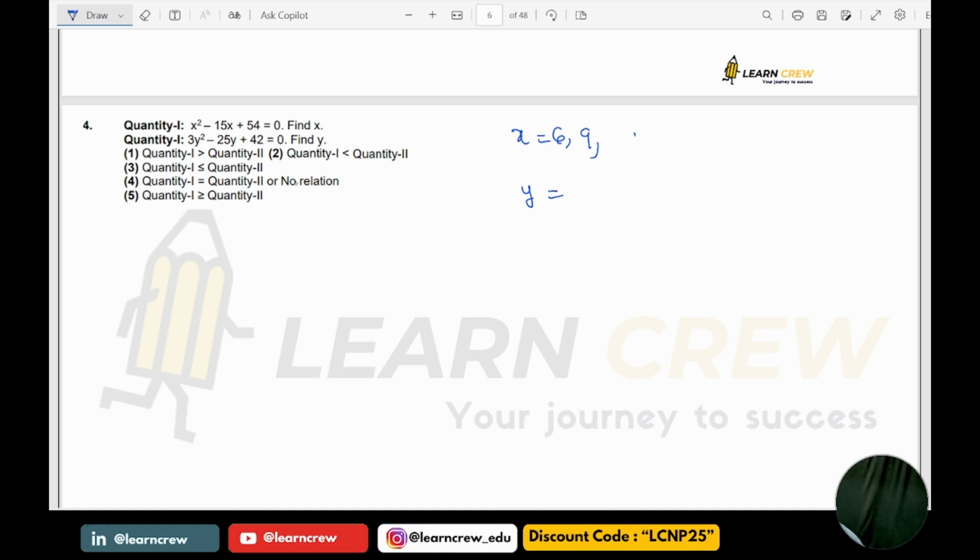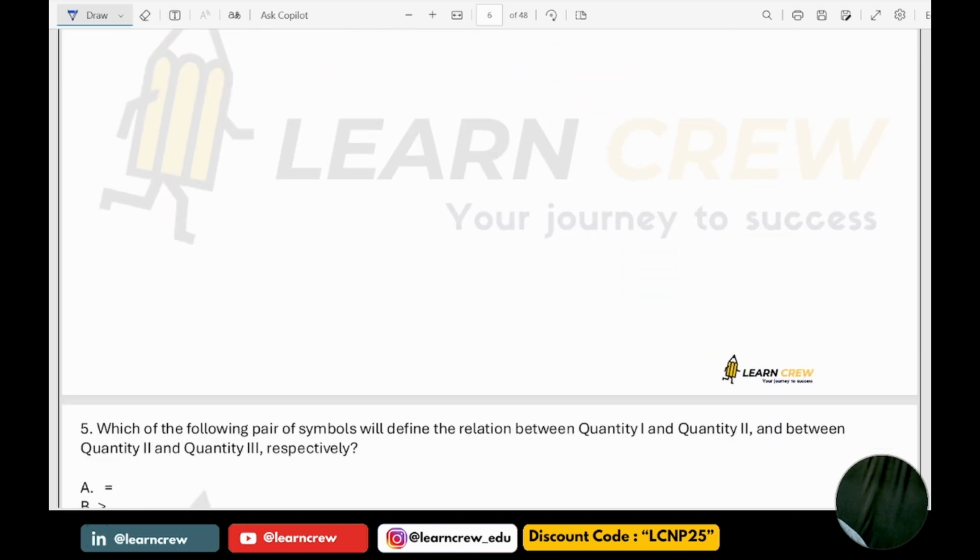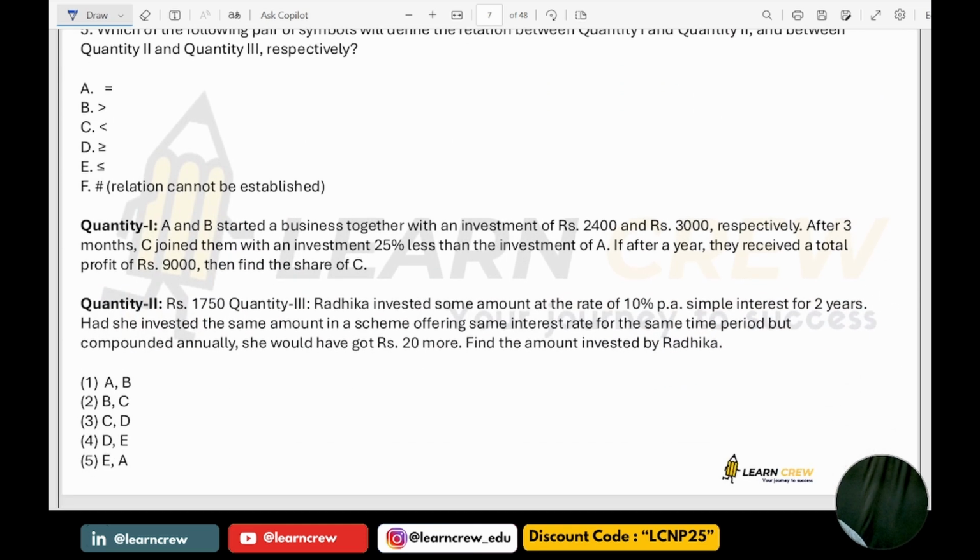126, how can I write? 18 sevens are 126. So it is how much? y is 6, 7 by 3. x can be equal to y or x can be greater than y. So the answer is the fifth option.